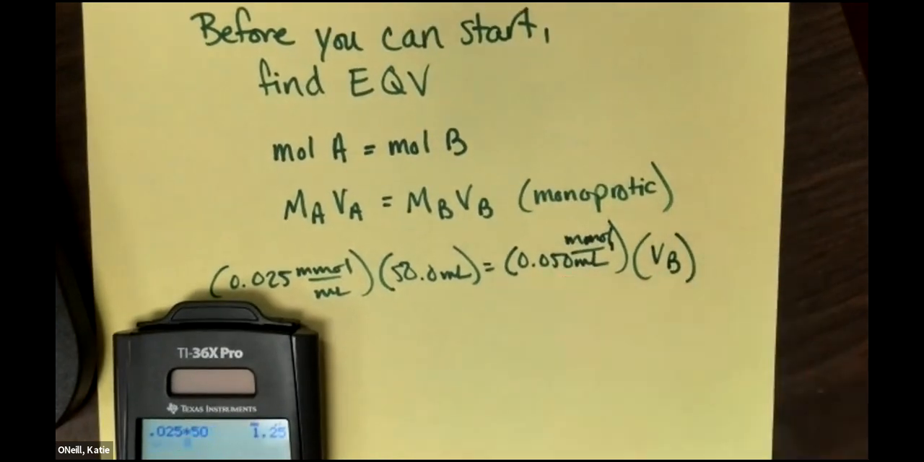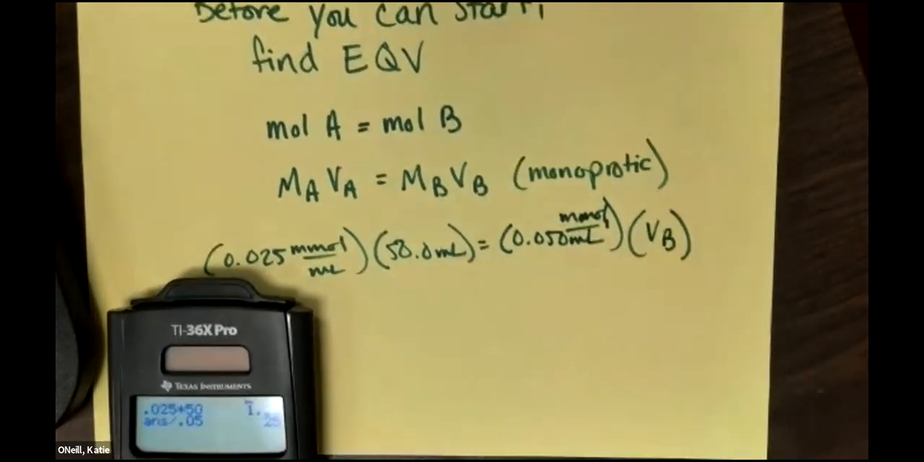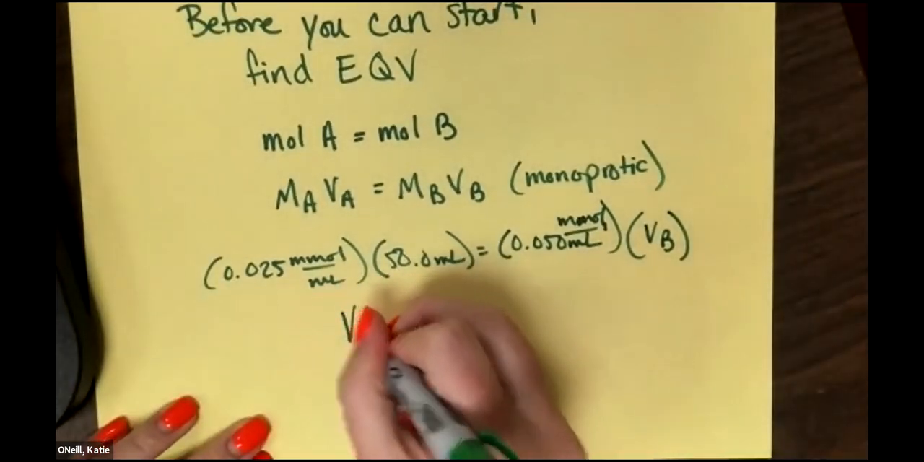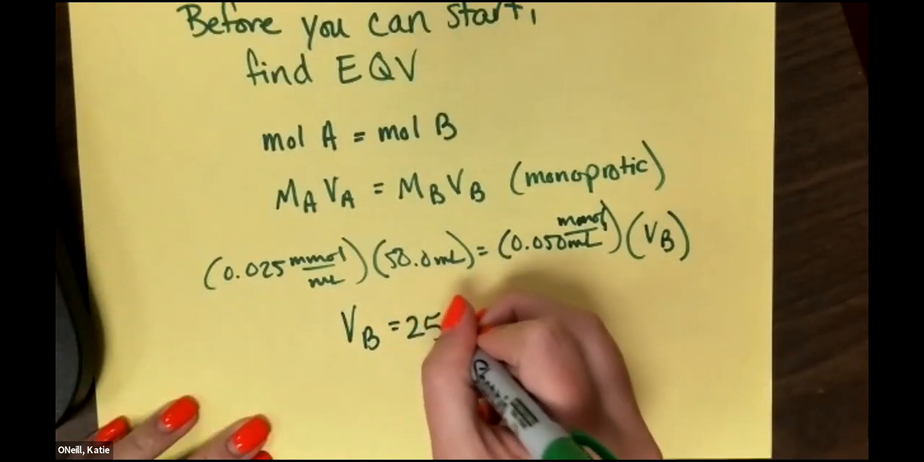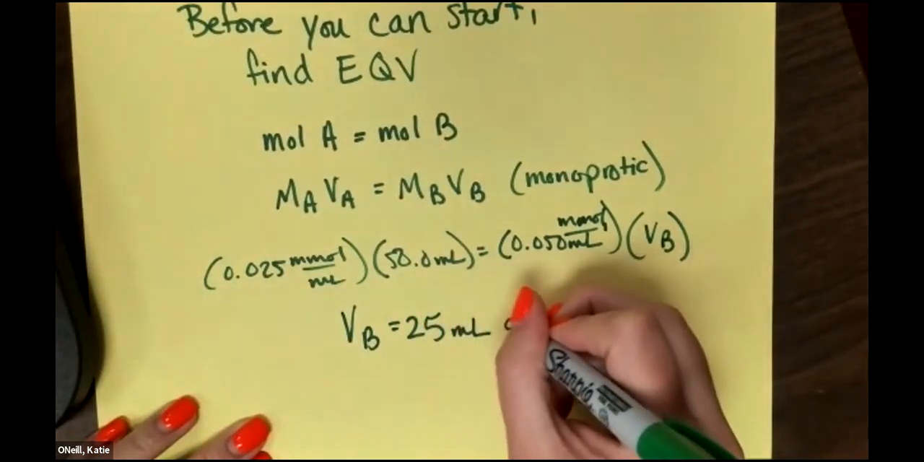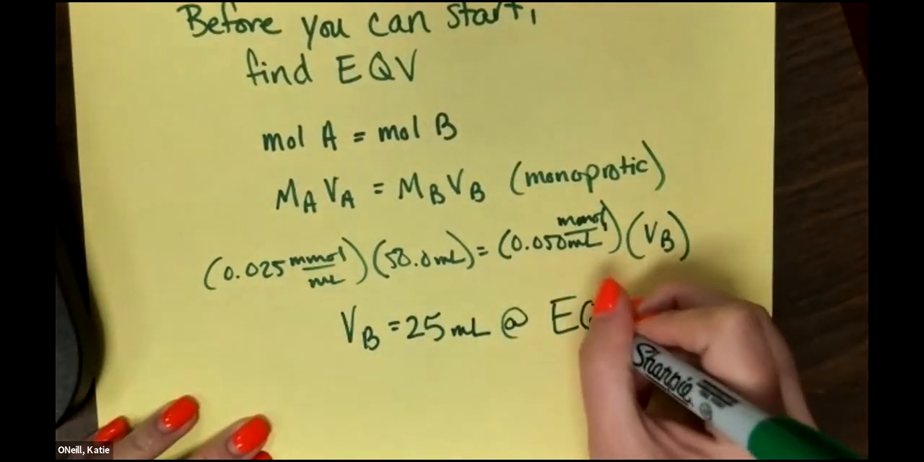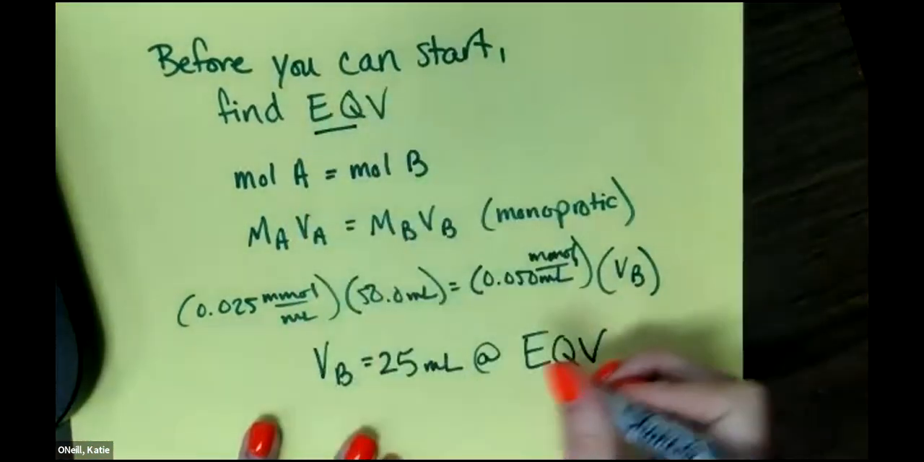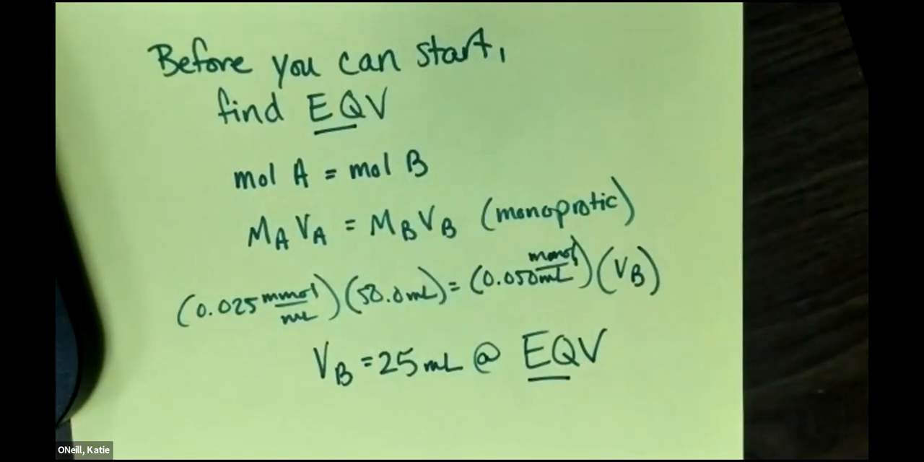And then divide by 0.05. And so it's 25. So the volume of base equals 25 milliliters at the equivalence point. And by the way, on the PowerPoint, they keep using EQ as an abbreviation, but I kept confusing that with equilibrium, so I'm using EQV.